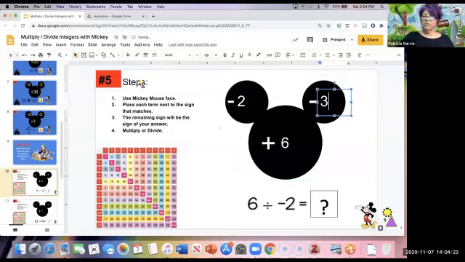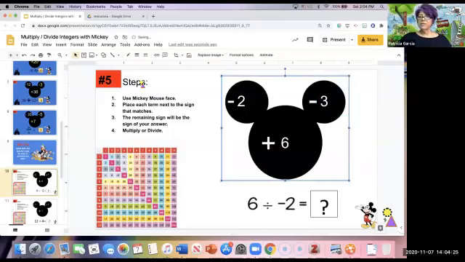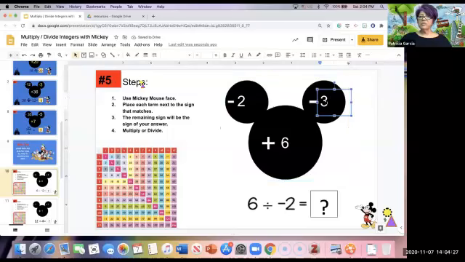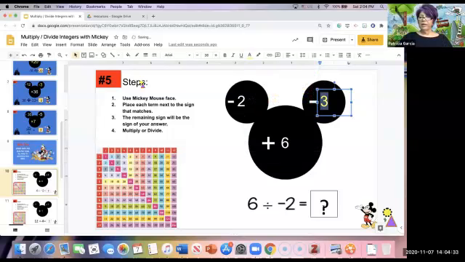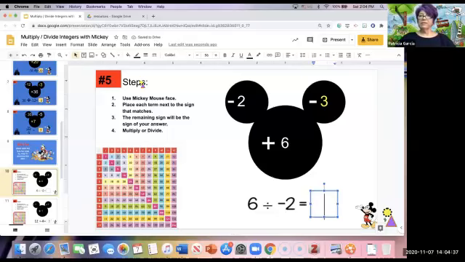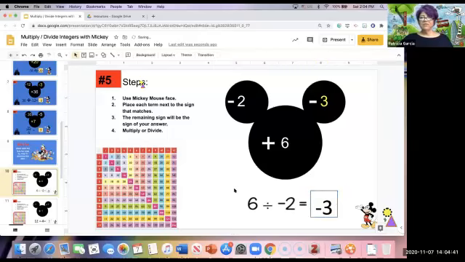And what's one thing to help you organize that in Mickey's face, which is your answer? What would you do? Highlight the -3. Okay. So simply your last step, Jennifer, what would that be? -3 in that box right there. Okay. All right. Thank you, Jennifer, very much for helping me to divide with Mickey.